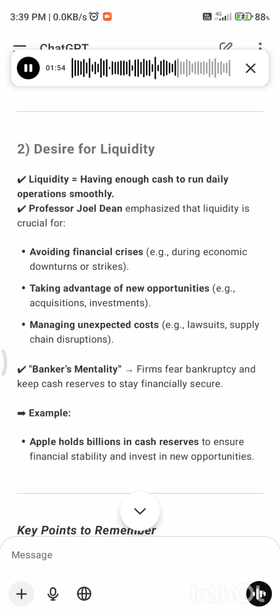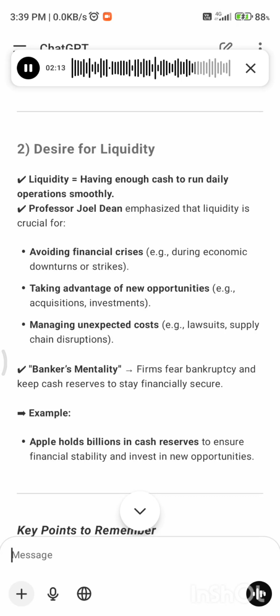Professor Joel Dean emphasized that liquidity is crucial for avoiding financial crises, e.g., during economic downturns or strikes. Taking advantage of new opportunities, e.g., acquisitions, investments. Managing unexpected costs, e.g., lawsuits, supply chain disruptions.